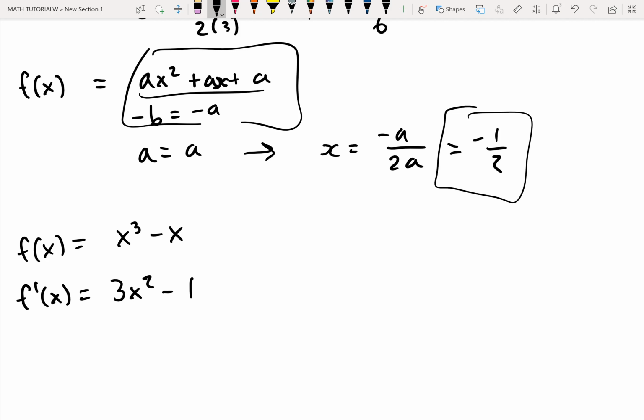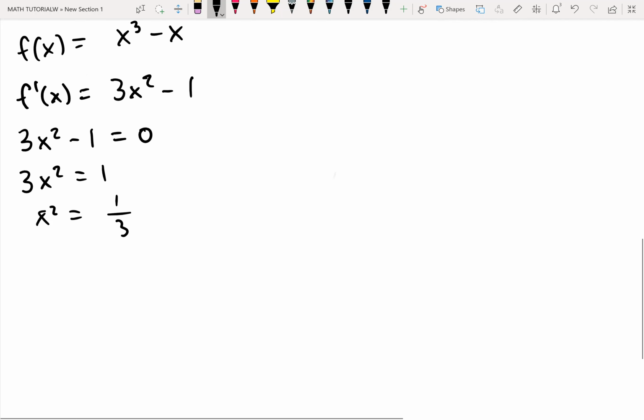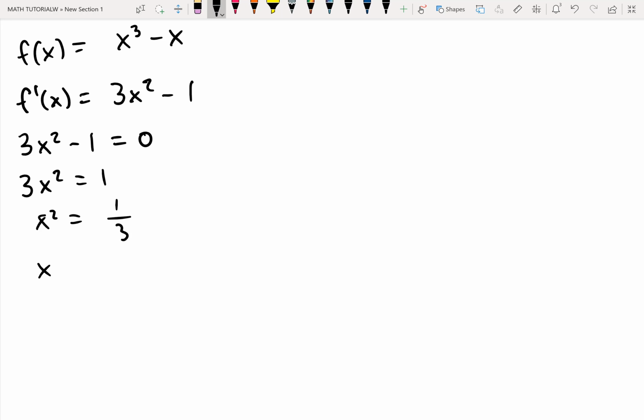Now if I want to find a critical point, I have to set this equal to 0. So 3x squared minus 1 is equal to 0. Now we rearrange: 3x squared is equal to 1. Now we divide both sides by 3: x squared is equal to 1/3. And x is equal to plus or minus 1 over root 3. So that would be our critical point right there.